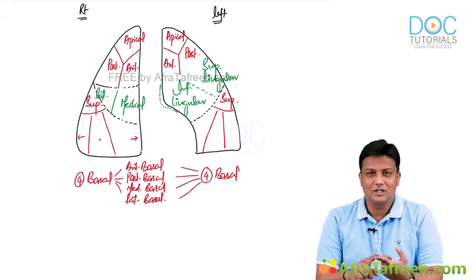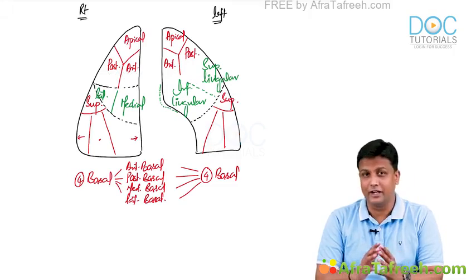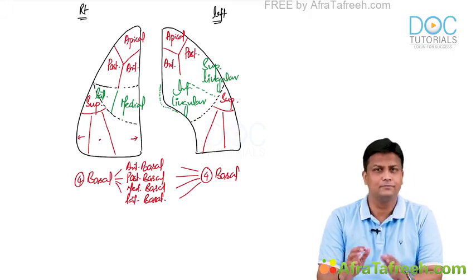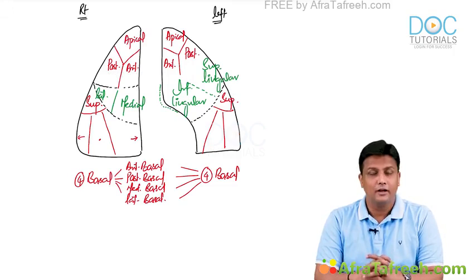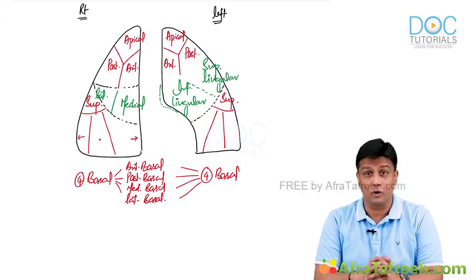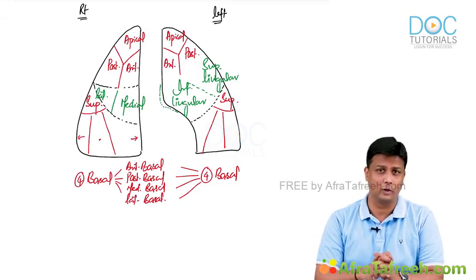So we are done with the definition, we are done with the shape, we are done with their number and their names also in a very conceptual manner. Now, once you are done with this one, let's see certain important MCQs which are related to this bronchopulmonary segment, and very important ones, guys.